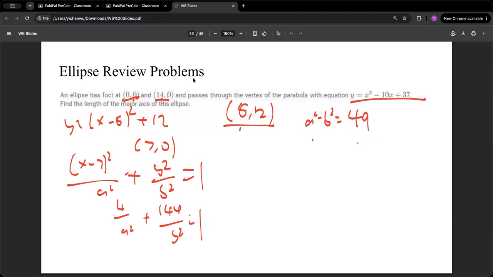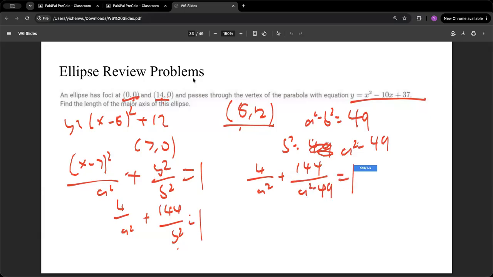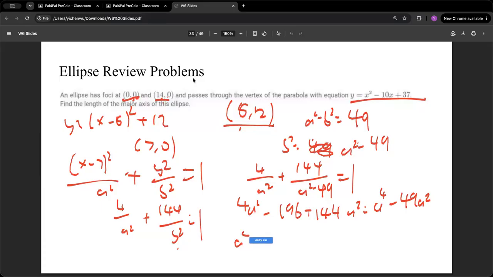One way you can do this is substitute b squared, because we know that b squared is equal to a squared minus 49. So 4 over a squared plus 144 over a squared minus 49 is equal to 1. Multiplying both sides out, we have 4 times a squared minus 49 plus 144 a squared equal to a to the fourth minus 49 a squared. And then you can solve the quadratic in a squared if you wish to.